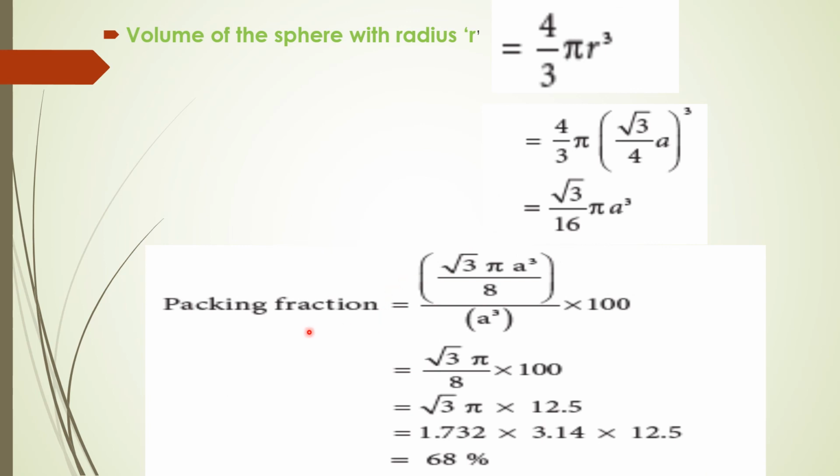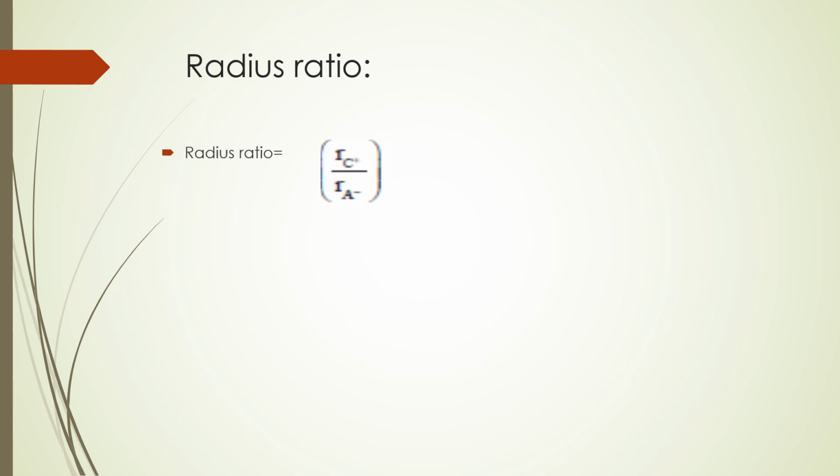Then we calculate the packing fraction: volume occupied by the atoms divided by the volume of the unit cell, into 100. We get 68% for BCC, body centered cubic. Then we are going to find the radius ratio. Radius ratio is the radius of the cation divided by the radius of the anion, r+ divided by r−.